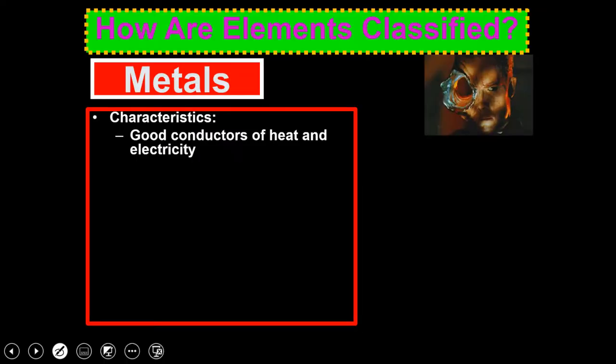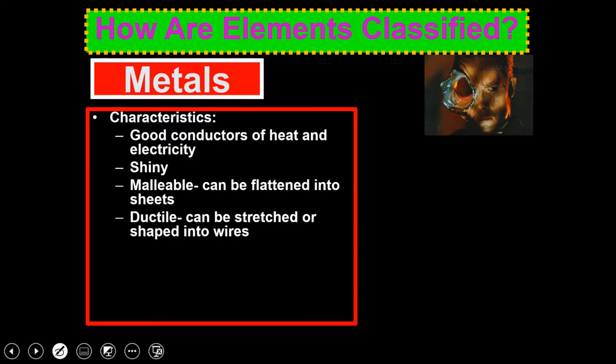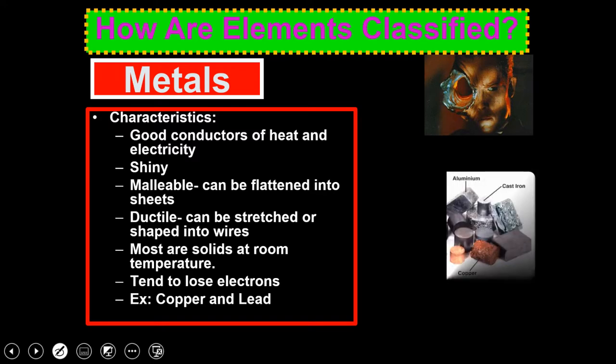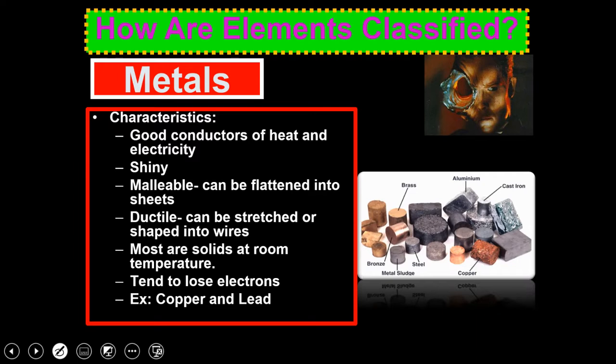They're semiconductors. So your metals, they're good at conducting heat and electricity. That's just a common thing for metals. Make sure you know that. They're shiny, they're malleable, which means they can be flattened into sheets. They're ductile, which means they can be stretched or shaped into wires. Most of them are solids at room temperature. There's one exception, and that would be mercury. They tend to lose electrons, which means they form positive ions. And you have examples such as copper and lead.